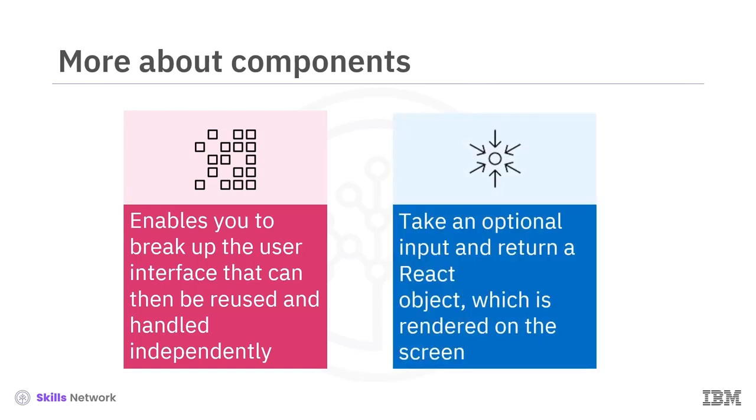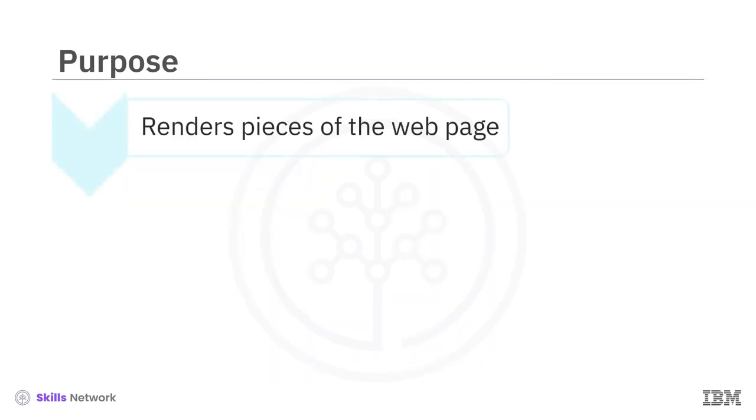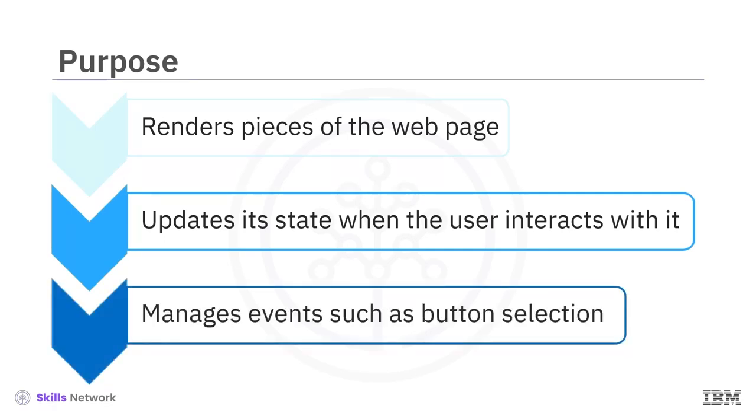A React component takes on optional input and returns a React object, which is rendered on the screen. The React component renders pieces of the web page. You develop the component's code so it knows how to behave and update when the user interacts with it. This modification of the component is called a state change. You also manage events, such as selecting a button with a component state.